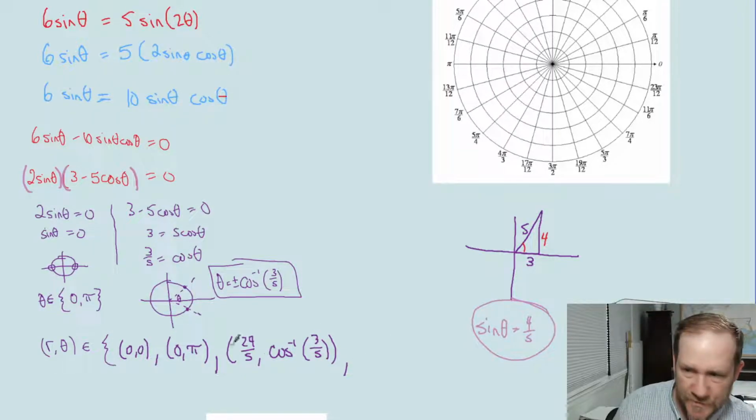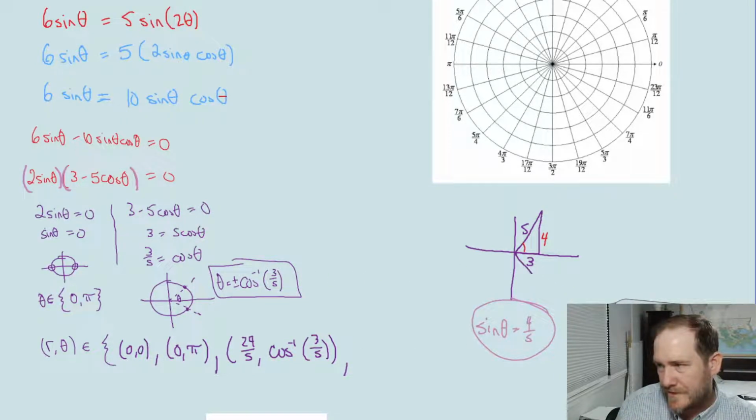Alright, that's cool and all, but there's another one. So what if we were using negative? Then in our little triangle would be down here, and that means sine would now be negative. So we'd be getting a radius of negative 24/5 to go with an angle of negative inverse cosine of 3/5.